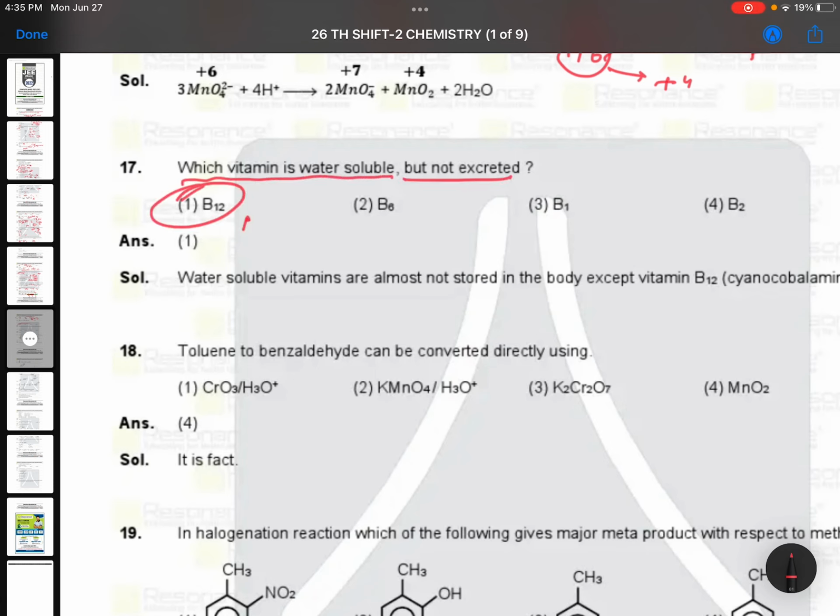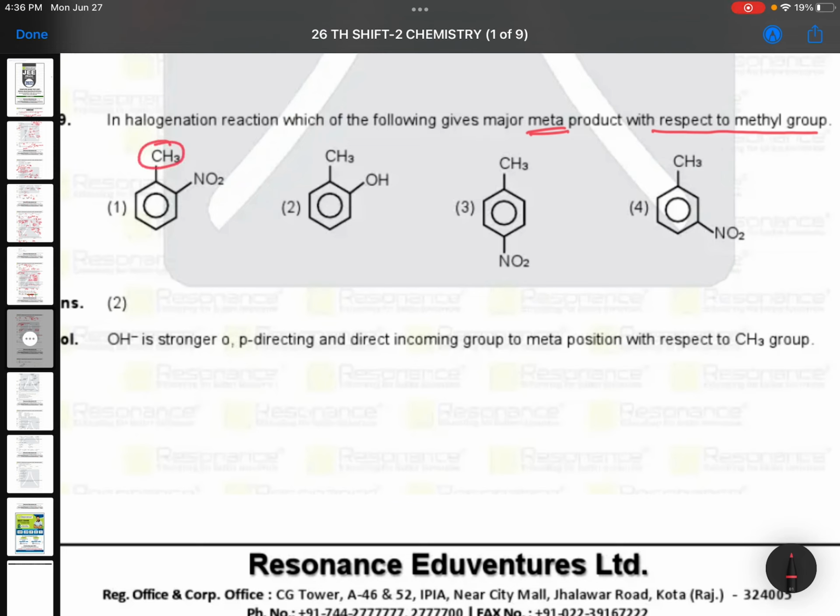In halogenation reaction, which of the following gives major meta product with respect to methyl? With respect to methyl, okay, now meta should come. That means the product should come at either of these 2 places. If these places are to come, it is the best, because for the OH group, these are the ortho and para positions. So OH is a very strong ortho and para directing group, so OH is best. If you take NO2, it will give the product here. I change the color.